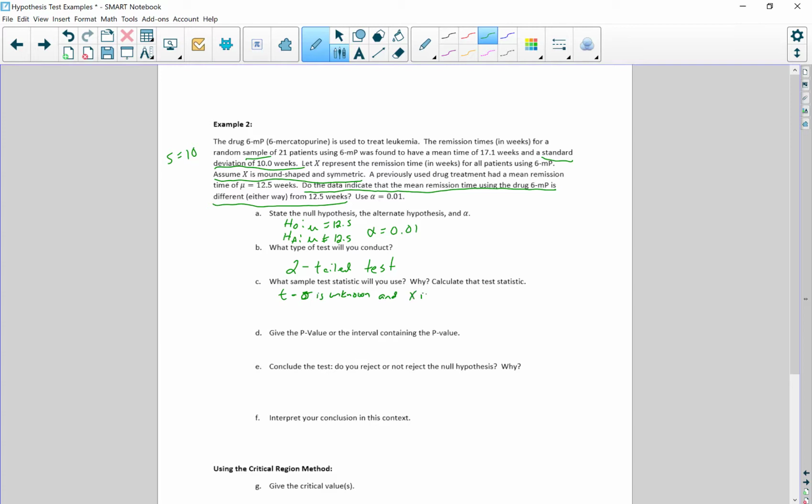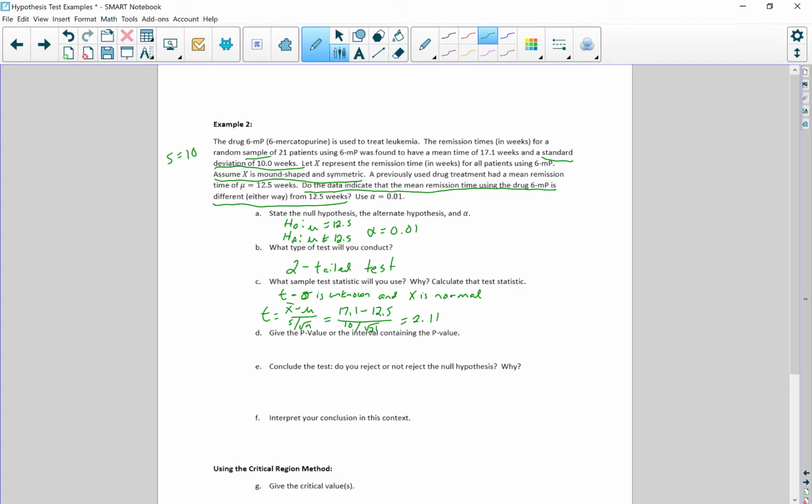And X is normal, or approximately normal. All right, so to calculate our t-statistic, same formula basically: it's just x bar minus mu over S over square root of n. So the only difference is we're using S instead of sigma. So x bar 17.1 minus our mean 12.5 divided by 10 over the square root of 21. We do the calculations, we get 2.11 for our t-statistic.